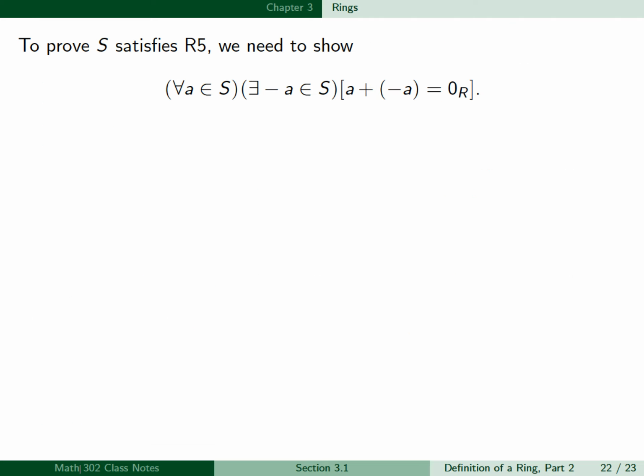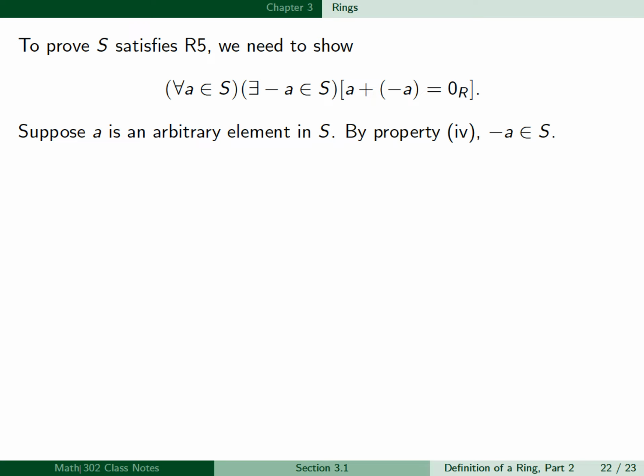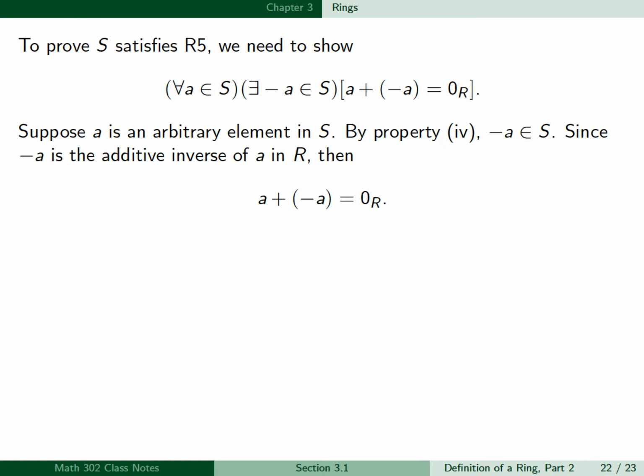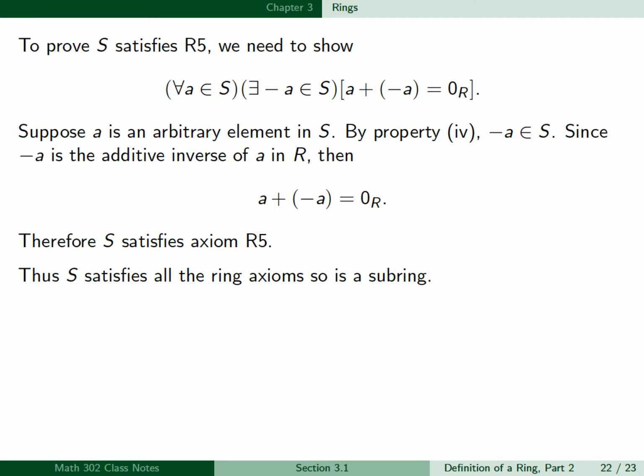To prove S satisfies axiom R5, we need to show for all A in S there exists a minus A in S such that A plus minus A is 0 sub R. So we'll suppose that A is an arbitrary element in S, and by property 4, the additive inverse minus A does belong to S. Since minus A is the additive inverse of A in R, then A plus minus A is equal to 0 sub R, and therefore S satisfies axiom R5. And so thus S satisfies all the ring axioms, so it is a subring. And this completes the proof of the backward direction, and this finishes the proof of the theorem.